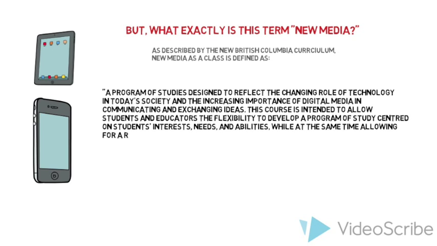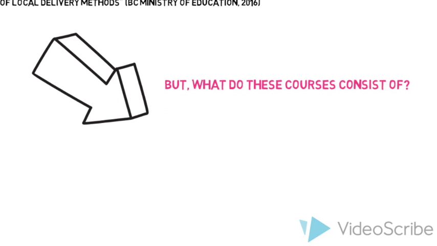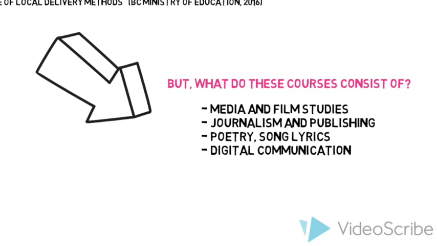This course is intended to allow students and educators the flexibility to develop a program of study centered on students' interests, needs, and abilities, while at the same time allowing for a range of local delivery methods. Now, that's a nice vague definition, but why don't we actually dive into what these courses actually consist of? So they consist of media and film studies, journalism and publishing, poetry and song lyrics, and digital communication.